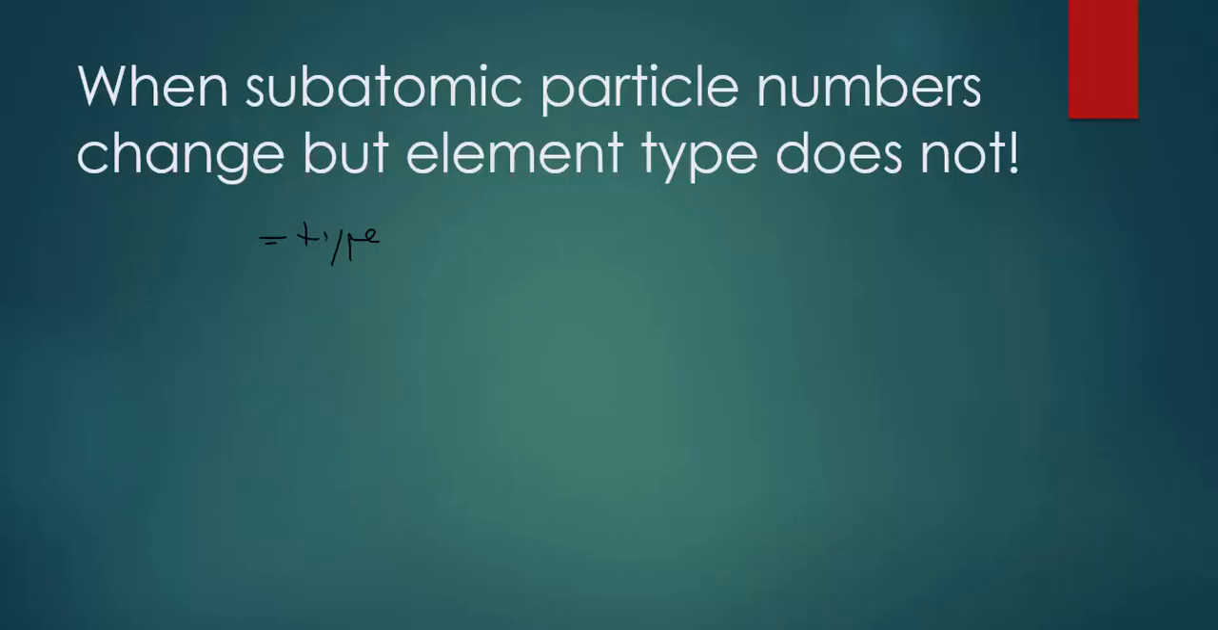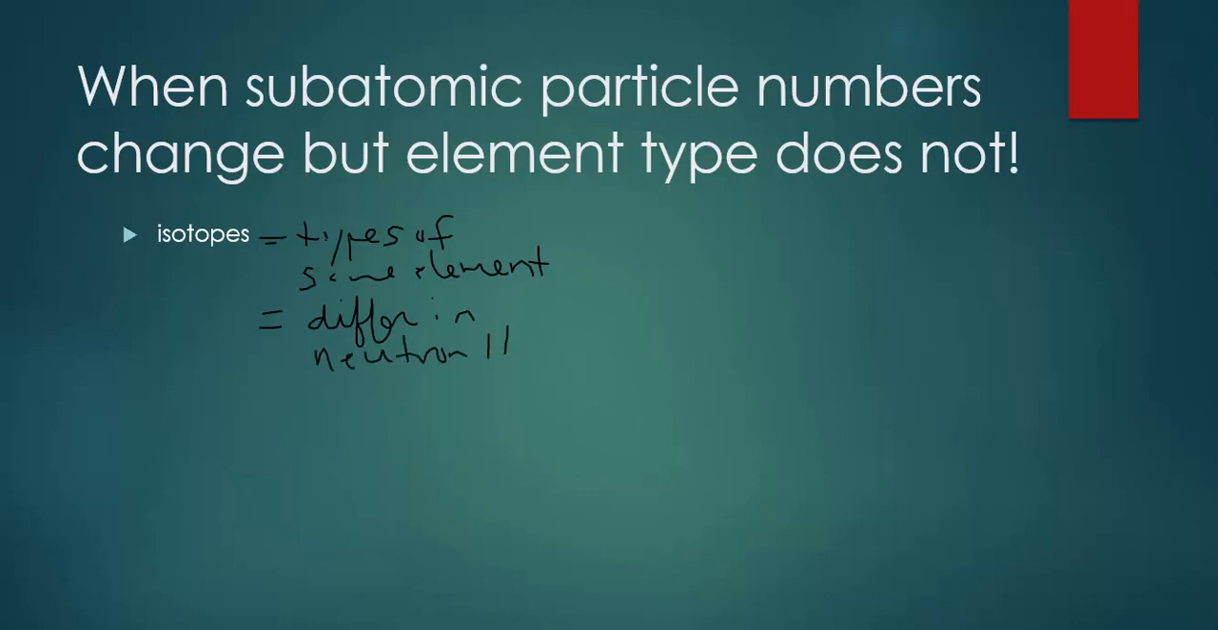It must be our neutrons. So, an isotope is a type of atom, or types of atoms, types of the same element. And how they differ is in neutron number, because they differ in their mass.